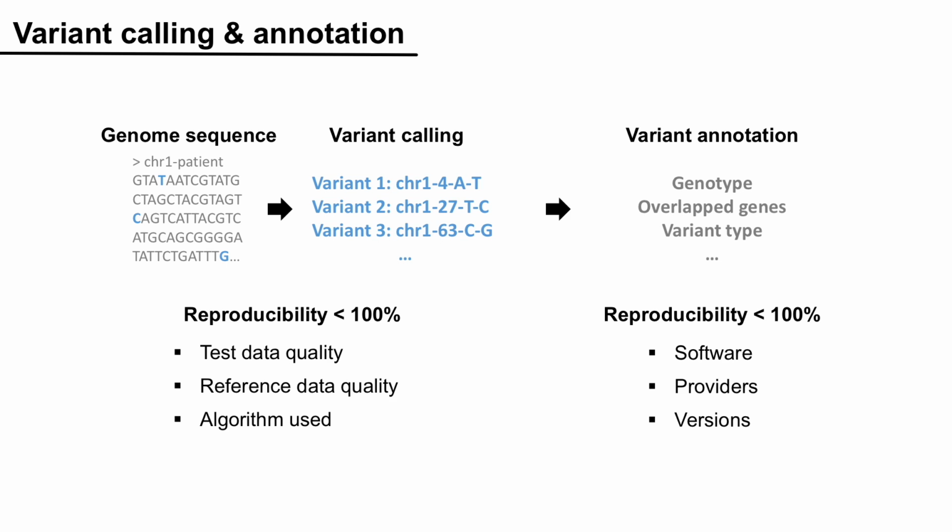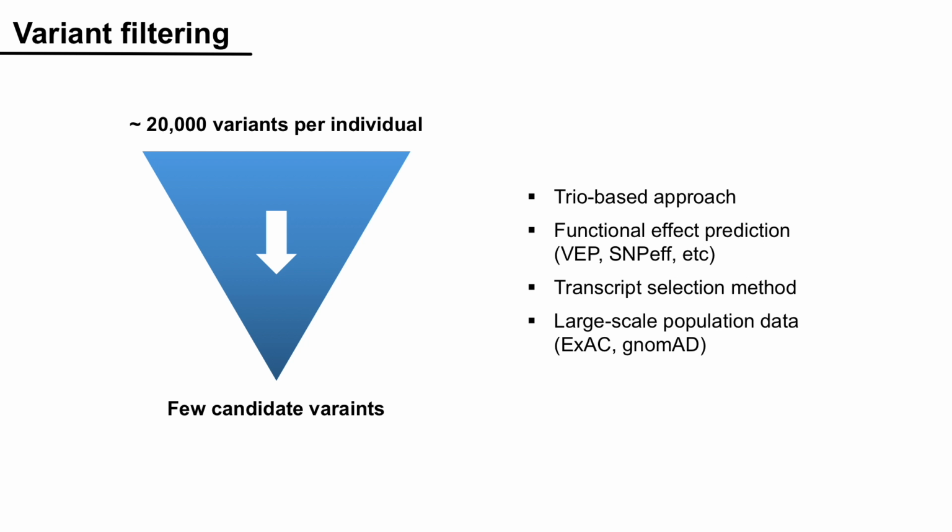The next step is annotating each variant, and this is a critical step for clinical interpretation. However, the results can also vary substantially. This is because the result depends on the software used, providers, and versions. Next, variant filtering. It is known that there are about 20,000 variants in each individual. Variant filtering is the step to find a small number of candidate variants among them.